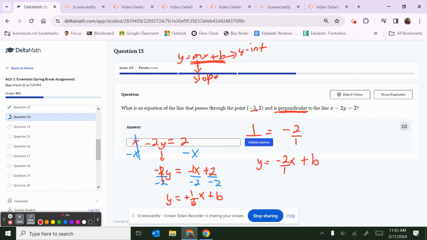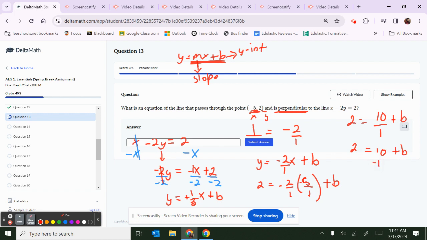So now I'm going to replace my x and my y. So my y with 2 and then my x with negative 5 over 1. All right. And then I rewrite my plus b. Okay, so now I have 2 is equal to negative 2 times negative 5 is positive 10. 1 times 1 is 1. All right. And we know 10 divided by 1 is still just 10. Anything divided by a positive 1 stays the same.